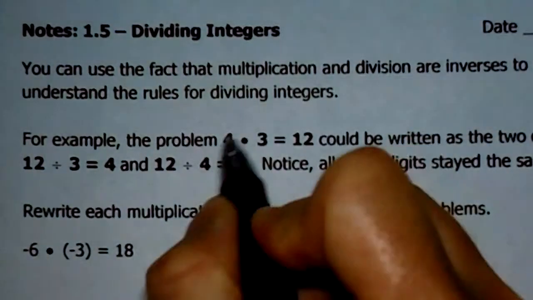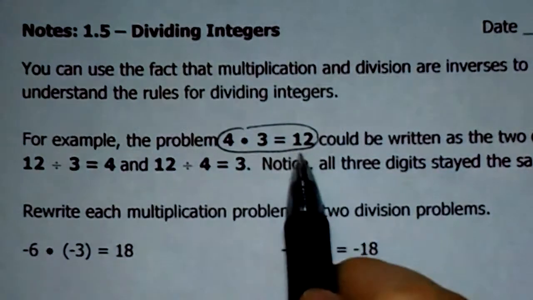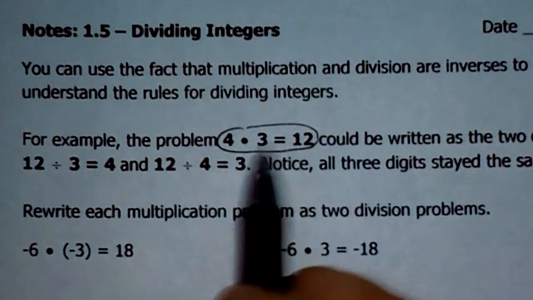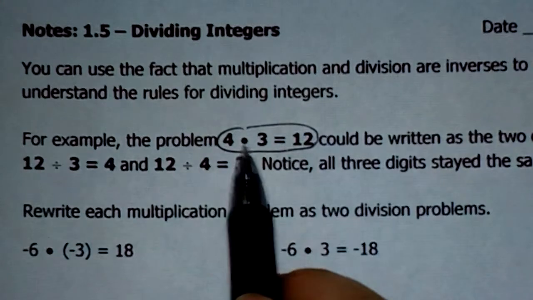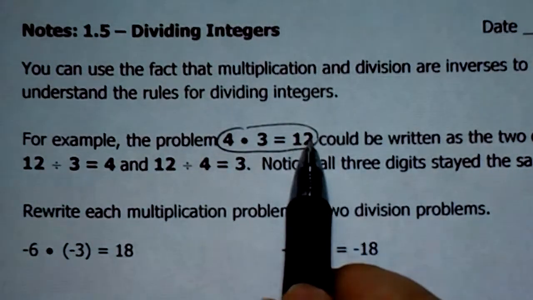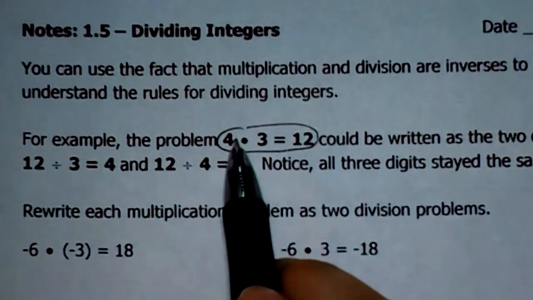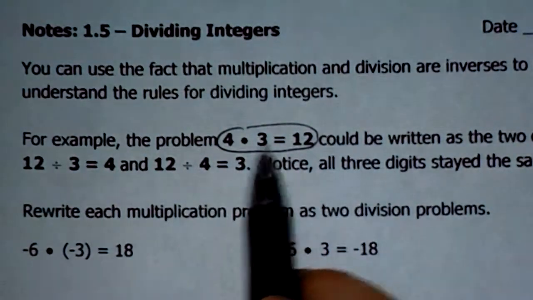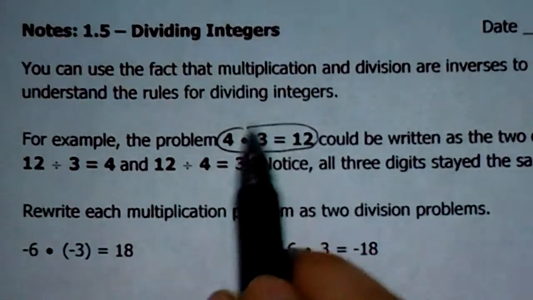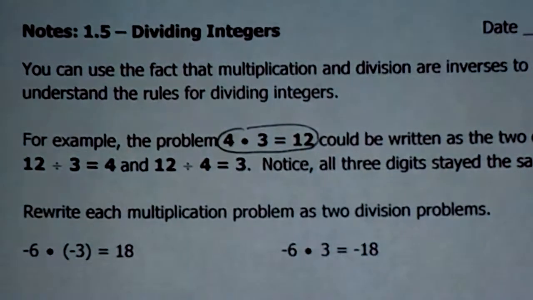For example, in the problem 4 times 3 is 12, we could write this as two division problems. 4 times 3 is 12 means that 12 divided by 3 is 4, or 12 divided by 4 is 3. So it's basically that idea of working backwards using opposite operations.